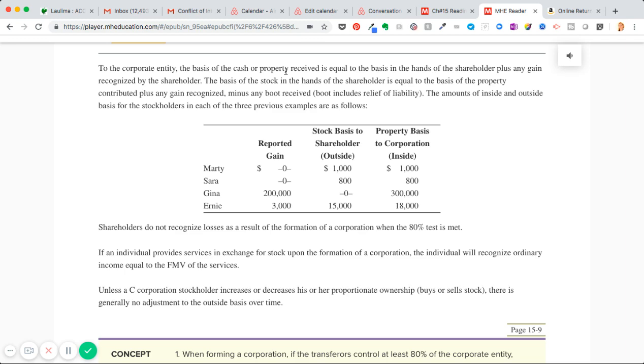The amounts of inside and outside basis for stockholders in each of the three previous examples are as follows. So here they're showing us stock basis to the shareholder. So this is the outside basis. And then the property basis to the corporation, the inside basis. Remember, this is just like our partnerships.